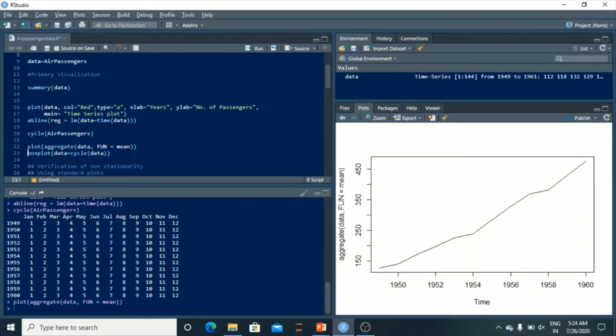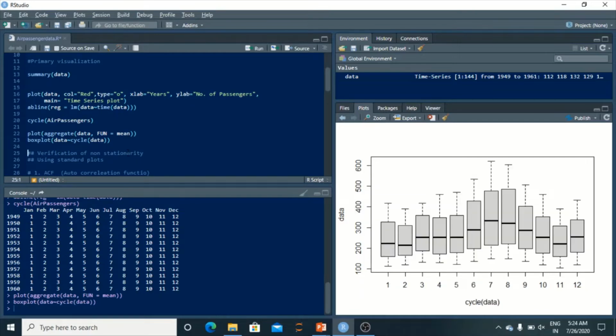This is a mean plot. I'm going to explain this mean plot after some time, when we will see the mean plot of the residuals. So let's skip this.